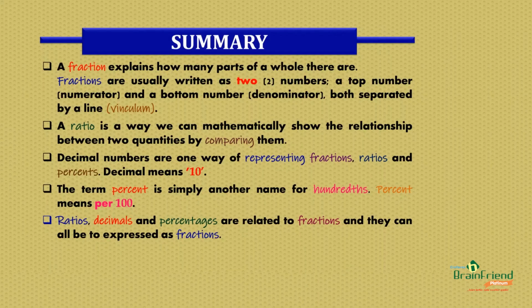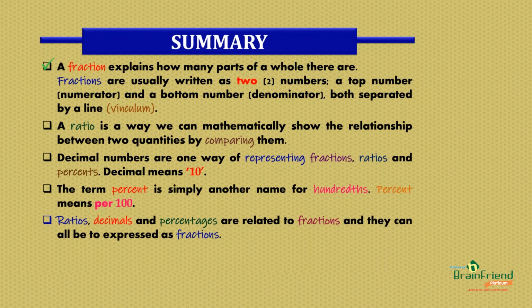Having come to this point in this lesson, here is where we draw the curtains. But before you go, let's look at a summary of all we've learned. First, we learned that a fraction explains how many parts of a whole there are. Fractions are usually written as two numbers, a top number called the numerator and a bottom number called denominator, both separated by a line called vinculum.